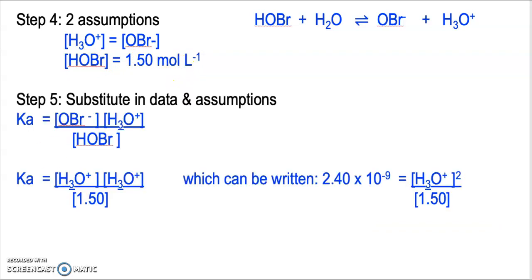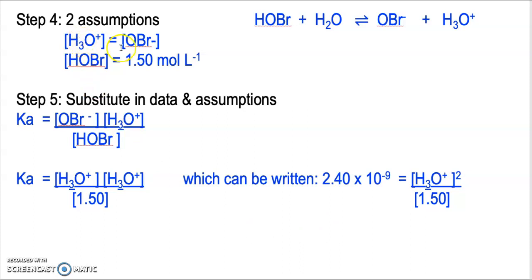From there we're into step 5, which is to substitute in the data you've got and your assumptions. So you'll notice that what I'm doing here is I'm replacing the OBr minus with a hydronium, and I'm replacing the HOBr with the original concentration of the acid. Now what I can do is write that and replace the Ka value as well. So in the question they told us the Ka was 2.40 times 10 to the negative 9. So what we've got here is the substitution into the Ka expression.